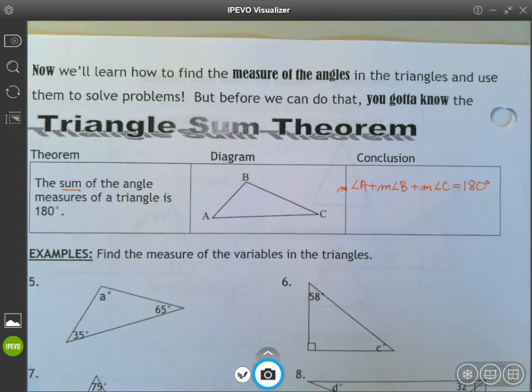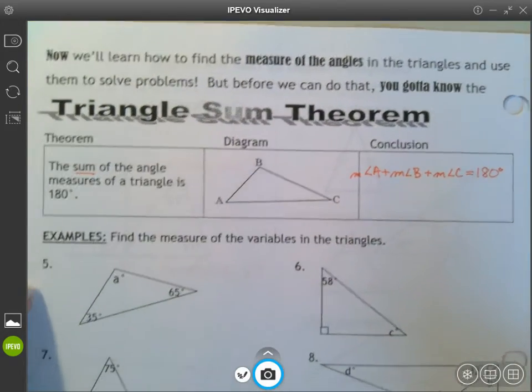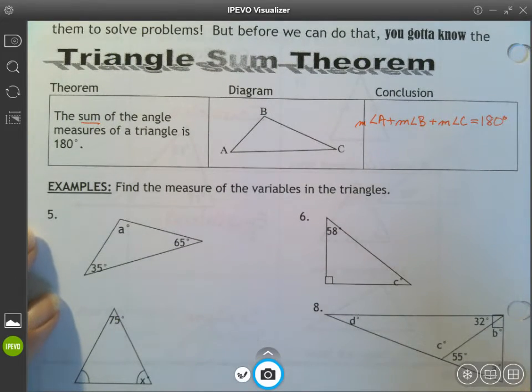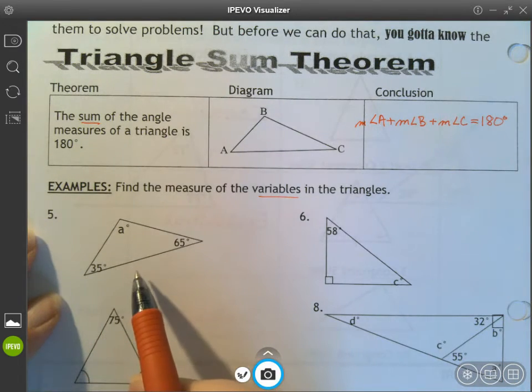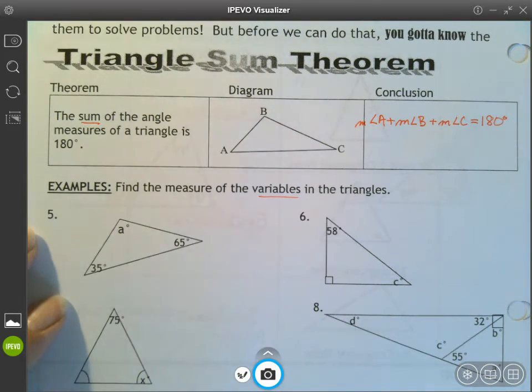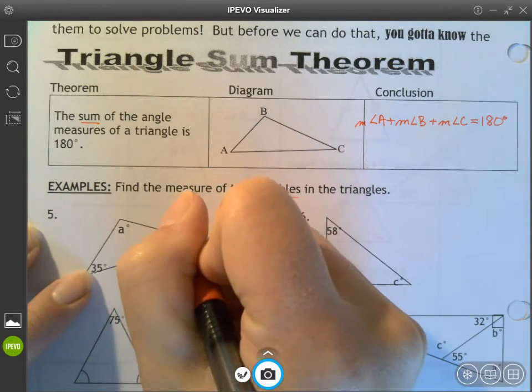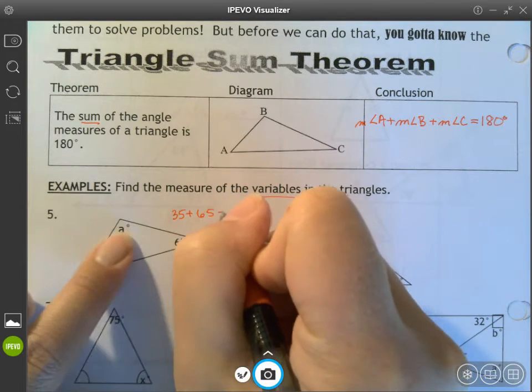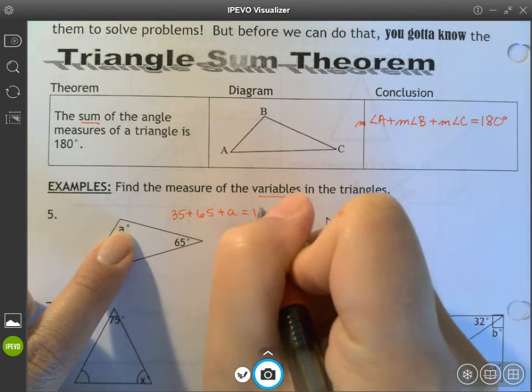So you're probably going to want your calculator, but you could use your brain. I'm fine with that too. So it says examples, find the measure of the variables in the triangle. So we're looking for the variables. Guys, this whole thing's 180 degrees. So if I wanted to write an equation, which honestly I'm pretty lazy, I don't normally write the equations, I would take 35, this is the angle measure, plus 65 plus A should add up to be 180.